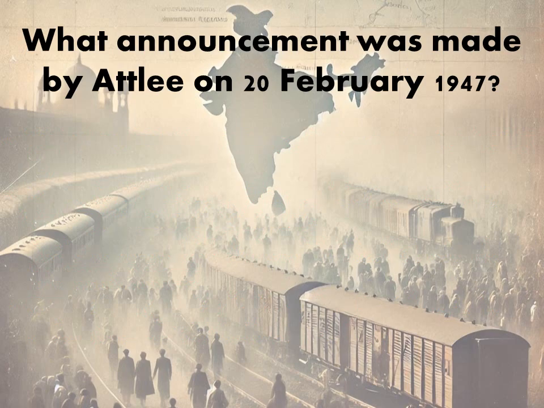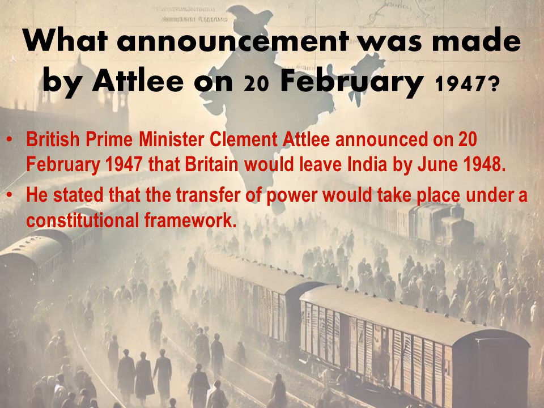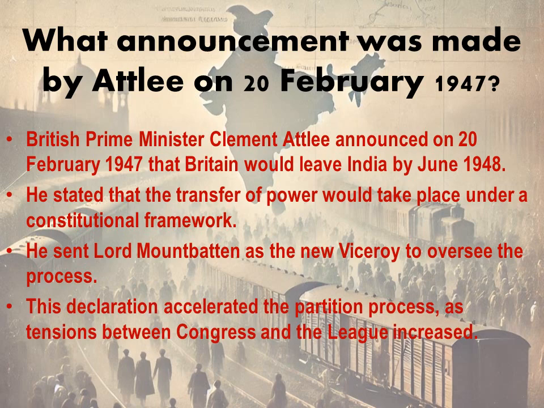What announcement was made by Attlee on 20th February 1947? British Prime Minister Clement Attlee announced on 20th February 1947 that the British would leave India by June 1948. He stated that the transfer of power would take place under a constitutional framework. He sent Lord Mountbatten as the new Viceroy to oversee the process. This declaration accelerated the partition process as tensions between Congress and the Muslim League increased.